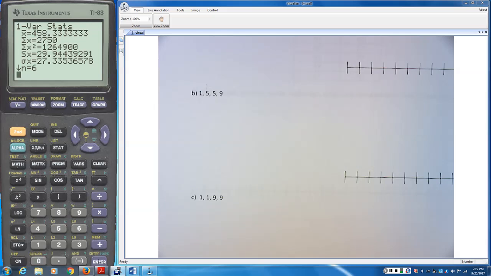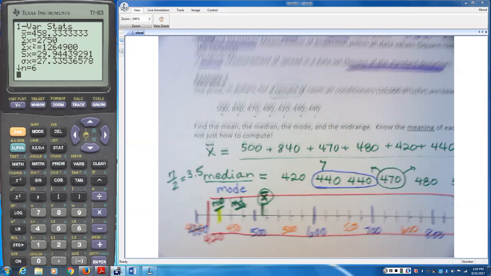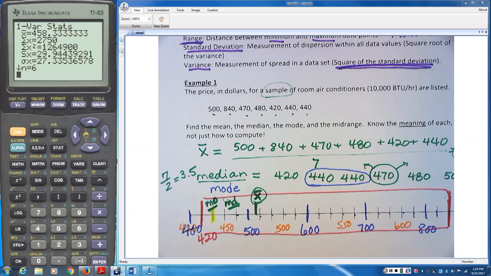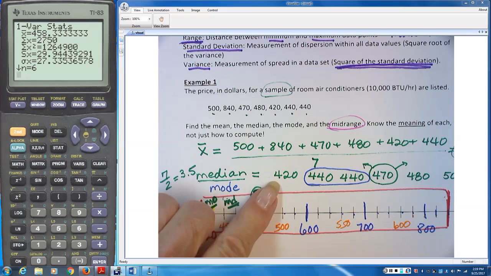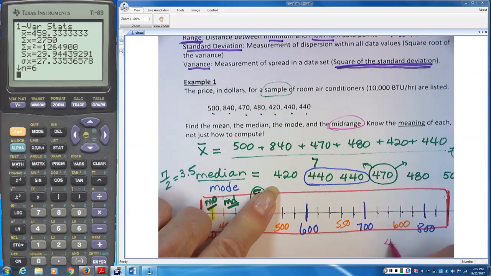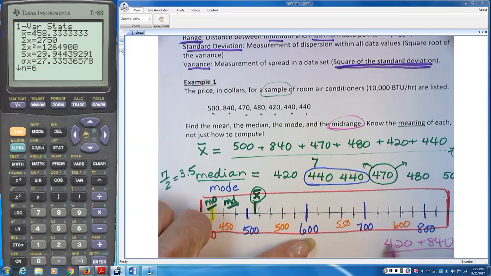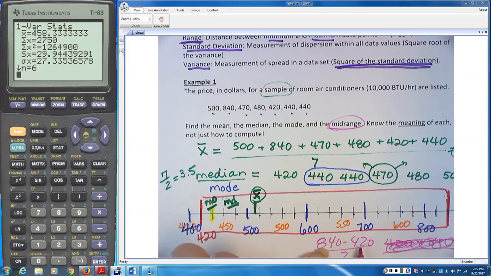Oh, and I did forget to have you calculate the mid-range. So let me go back and do that. The mid-range of that data set would be 420 plus 840. I'm sorry, not plus, it will be 840 minus 420, divided by 2, so that would be 420 divided by 2.